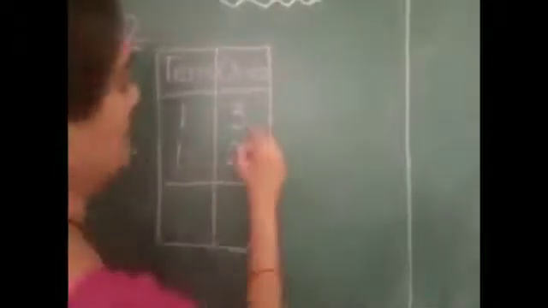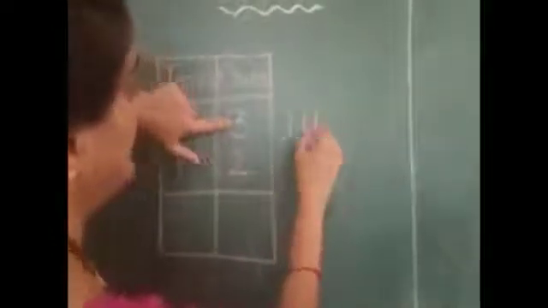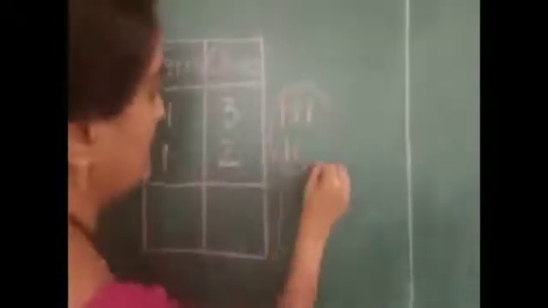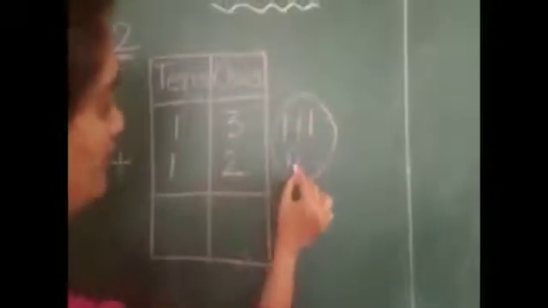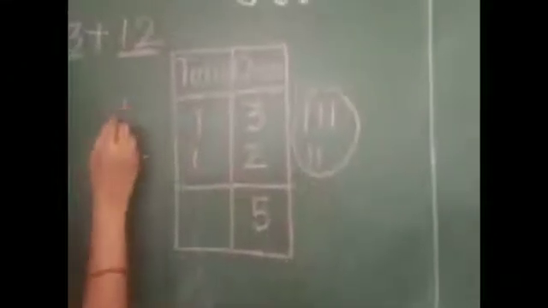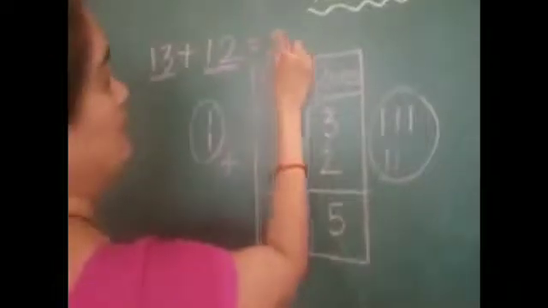Which number is this? 3. Then you draw 3 lines here. And here which number is this? 2. You draw 2 lines. Then how many lines altogether? Let's count. 1, 2, 3, 4 and 5. We can write here 5. Then 1 and 1, 1 plus 1. How many altogether? 2. 1 plus 1 is equal to 2. Our answer is 13 plus 12 is equal to 25.